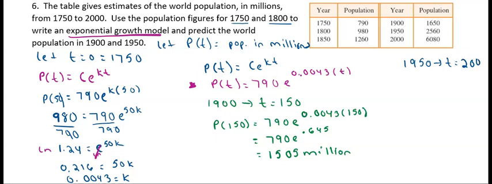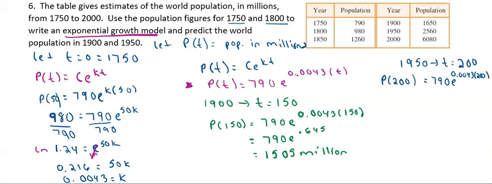So we can plug everything in just like we did. So we need P of 200, and that would equal our 790 e, and then we have our K, so 0.0043 times 200. And then we need to solve it down. If you type this one in, remember, do your exponent first, and then do 790e, and then raise it to what your exponent multiplication was. And it looks like it'll be about 1,867 million.